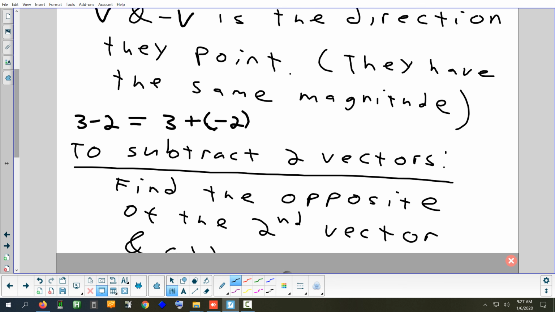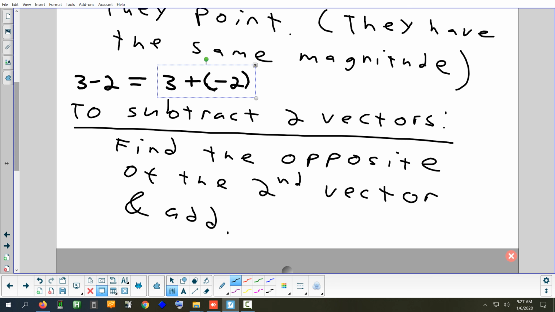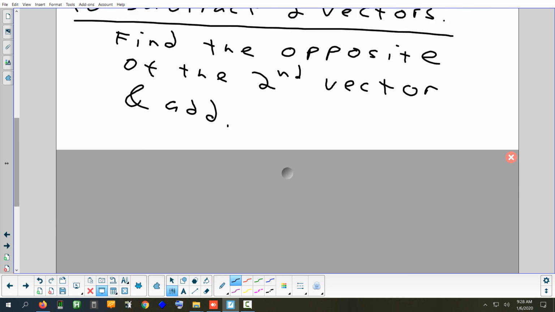To subtract two vectors, what you're going to do is find the opposite of the second vector. Remember what we just said about opposite, which means you flip the direction, and then you add. So to subtract two vectors, find the opposite of the second, and then add. And how do you add? Well, that's what we just did. Connect the beginning of one to the end of the other. Go from there.